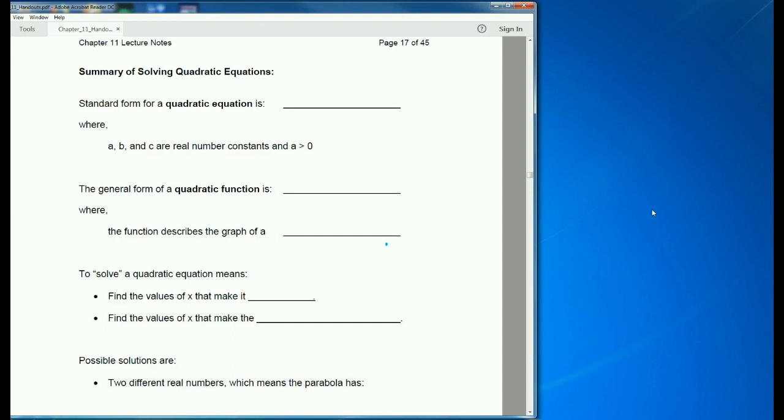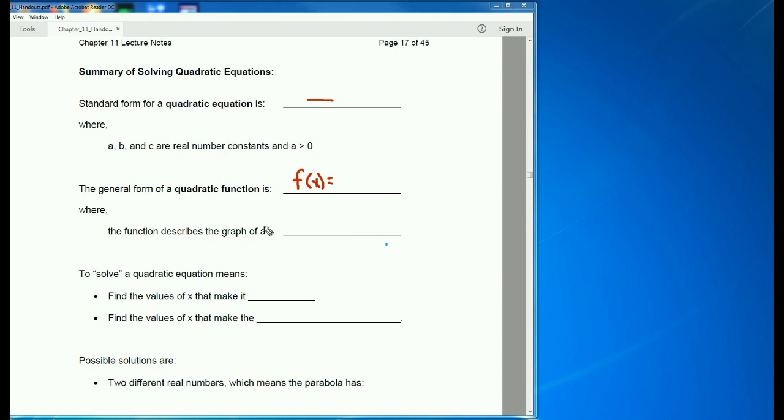Summary of solving quadratic equations. So again, the standard form for a quadratic equation is, you guys go ahead and write this down, I'm not going to write everything, ax squared plus bx plus c equals 0, where a, b, and c are real numbers and a is positive. The general form of a quadratic function is, so we would have our f of x equals ax squared plus bx plus c.